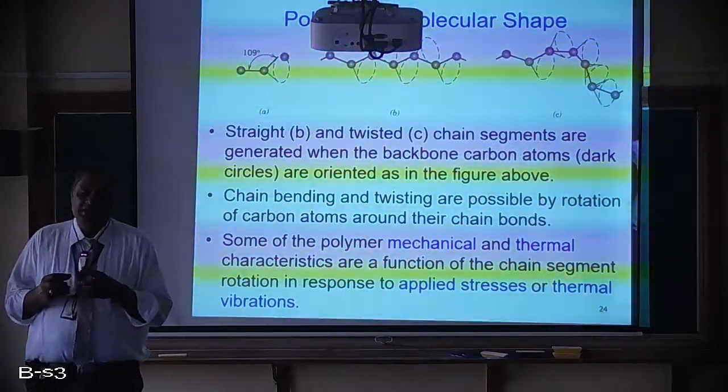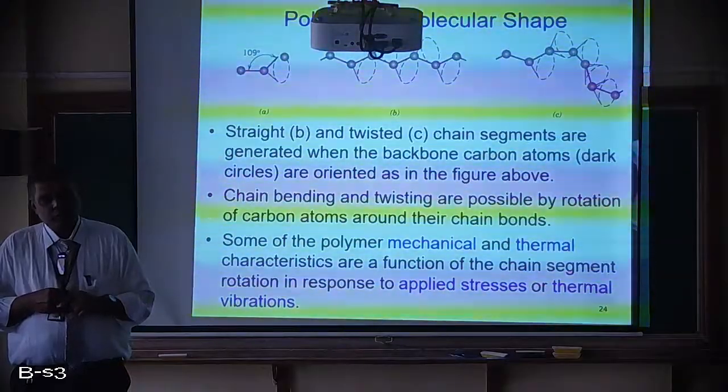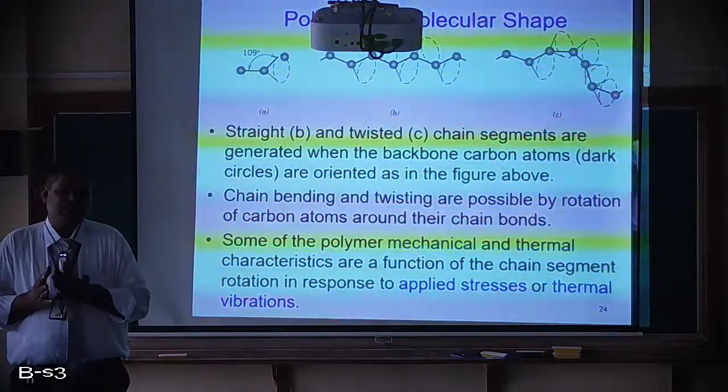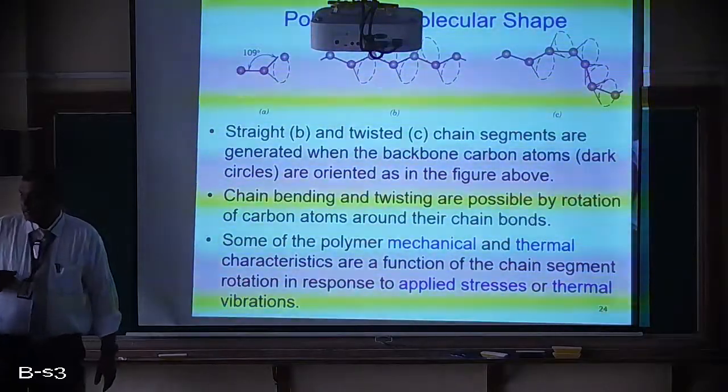Because of this, either the material will transmit more heat or it absorbs more heat. So it doesn't allow the heat to flow. Again, that is dependent on the molecular weight.